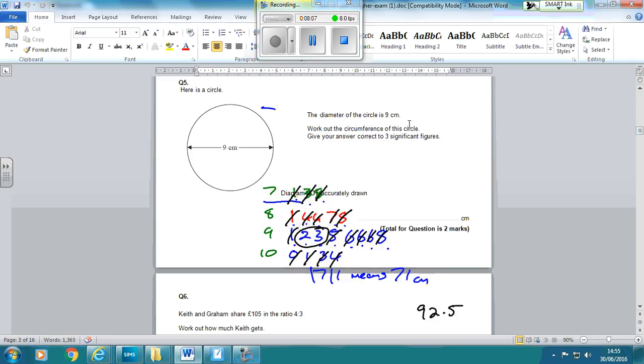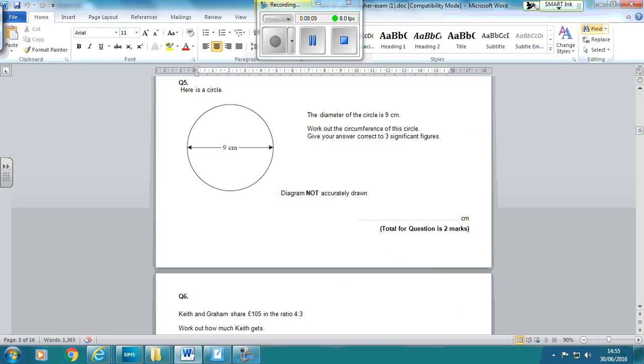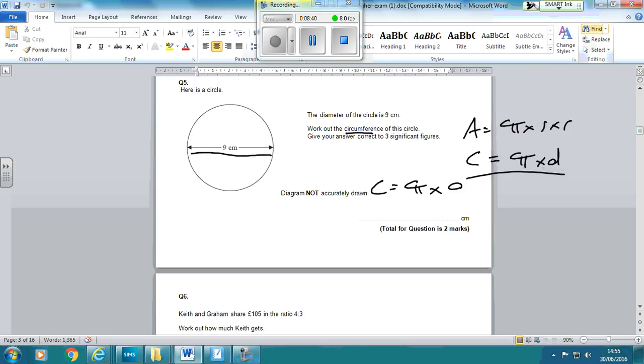Okay, next question is all about circles. The 2 things you've got to remember with circles is that the area equals pi times radius squared, or pi r squared, and circumference equals pi times diameter. Rather than just trying to learn those and multiplying pi times whatever the number is whenever you see a circle question, try and work out what it is that it's looking for. Here it is the circumference, so it's got to be pi times diameter. The diameter is all the way across, which here is 9. So it's going to be pi times 9.